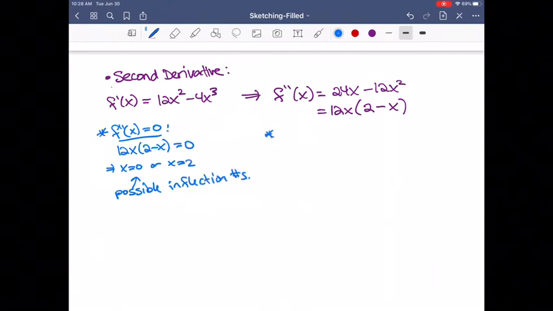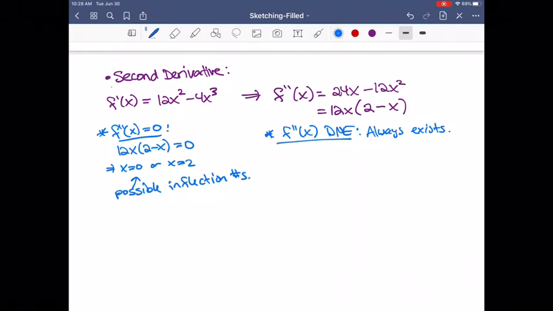Okay, now again, we should get in the habit: where does the second derivative not exist? Okay, these are also viable points, except our second derivative is also a polynomial, so it always exists. So we don't have to worry about that. Okay, so we're probably going to want to plot these points.